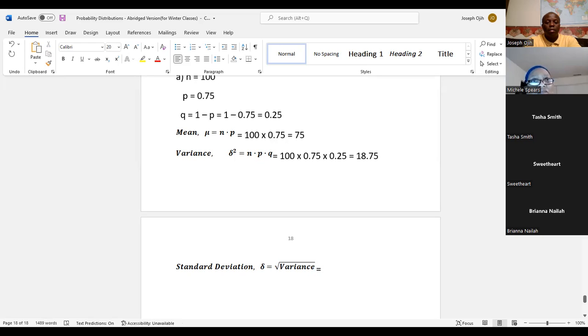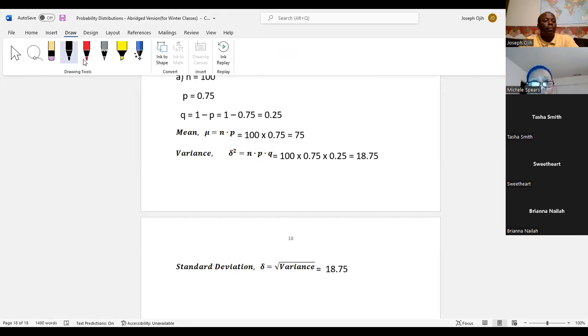Okay, square root of variance. That means 18.75 is the variance. So the square root of that, I'm going to put it here. The square root of 18.75.